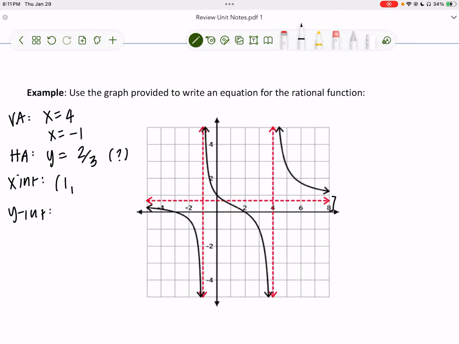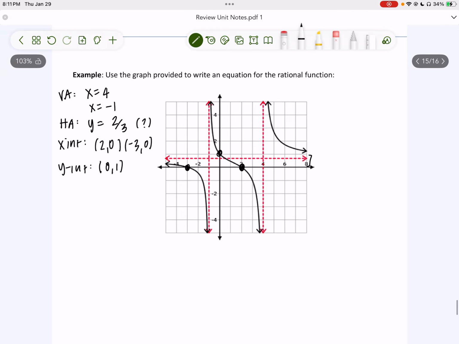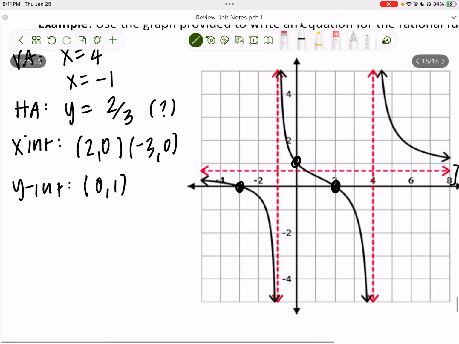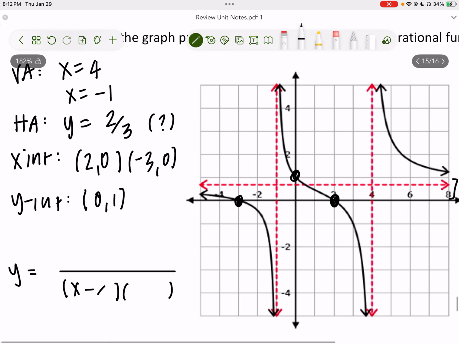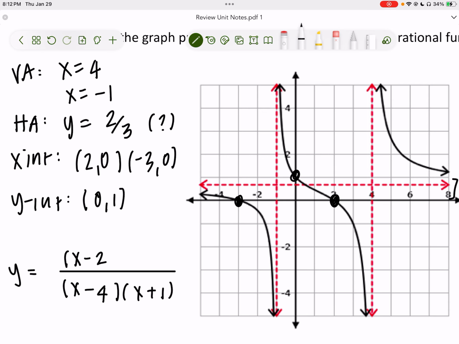X-intercepts are gonna be 2, 0 and -3, 0 right here and right here. And my y-intercept is gonna be 1. So from there, I'm gonna set up my equation. I know that my denominator represents my vertical asymptotes. So I'm going to go ahead and write them in factored form. I know my numerator represents my x-intercepts, so I'll write those in factored form. Okay. I also know that my horizontal asymptote is represented in the front.